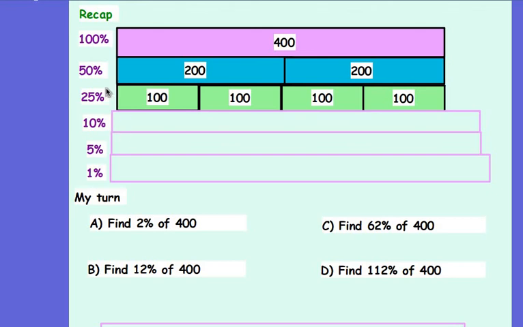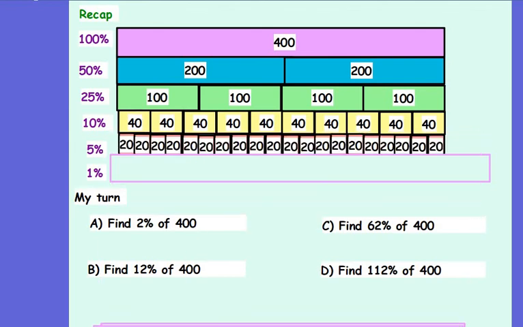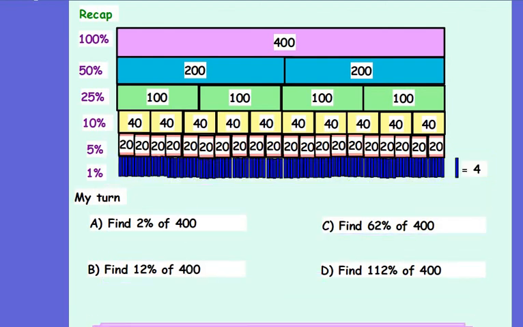To work out 10% of 400, we divided 400 by 10. So 10% would be worth 40. To work out 5%, we're going to divide that section into 2 again. So 5% will be worth 20. Dividing 40 by 2 gives me 20. And to work out 1%, we needed to divide each of those sections into 5. I've split them up into these tiny little sections, and each one of those little sections within 400 is going to be worth 4. 400 divided by 100 gives me 4. 1% of 400 is 4.